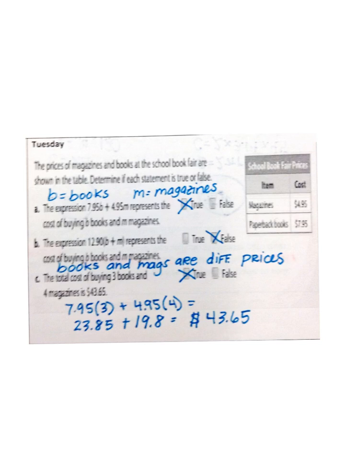Number C, the total cost of buying 3 books and 4 magazines is $43.65. That is true, and I got that by substituting my values. So I put in 3 for books, and then I put in 4 for magazines, and then I multiplied and got $23.85, $19.80, added that together, and it did come out a true statement.